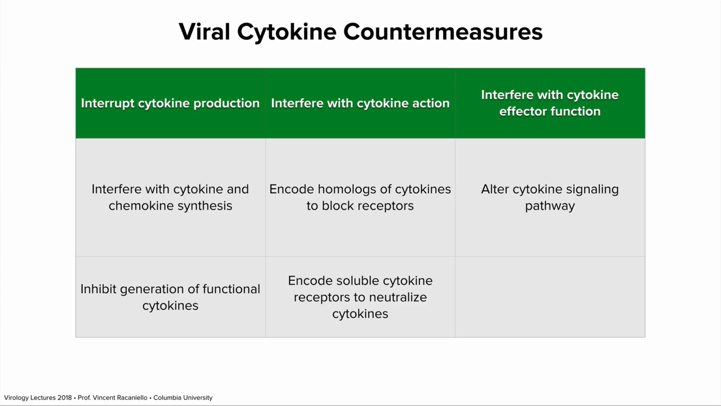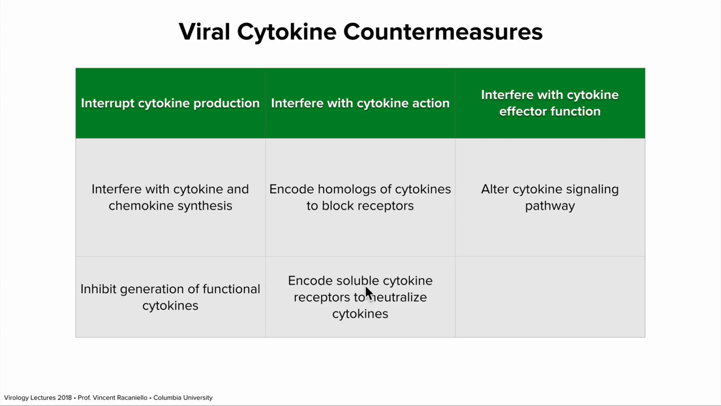Of course, viruses encode countermeasures to cytokines, and there are different sorts as shown here. They encode proteins that interrupt the production of cytokines. They interfere with their synthesis or any steps needed to make functional cytokines, modifications and so forth. They can interfere with their action. Some viral genomes encode homologs of cytokines. They make proteins that look like cytokines, but they're not. They bind to cytokine receptors on the host cell, but there's no signaling resulting because it's not the right protein. And therefore, the consequences of cytokine binding do not occur.